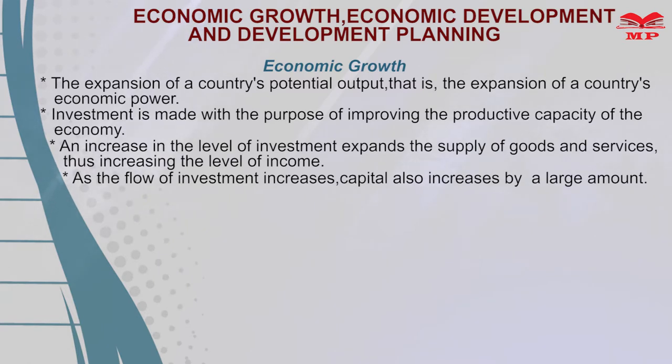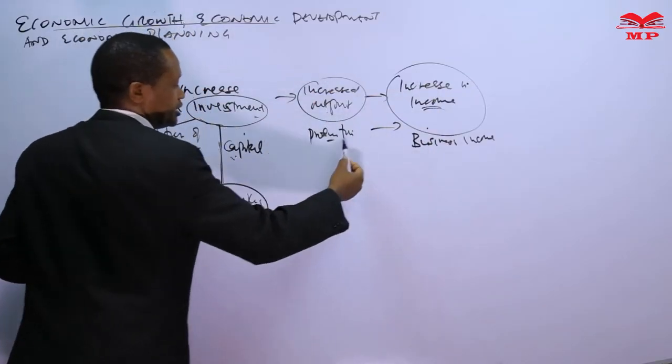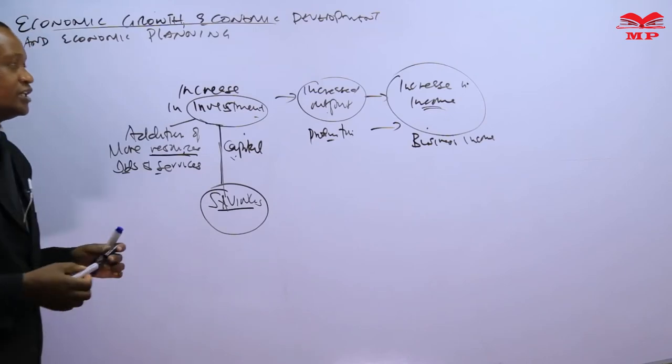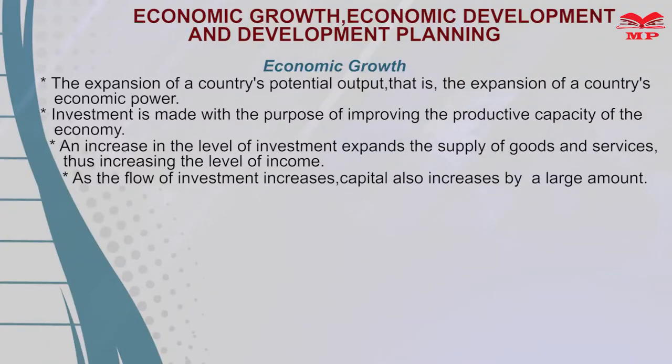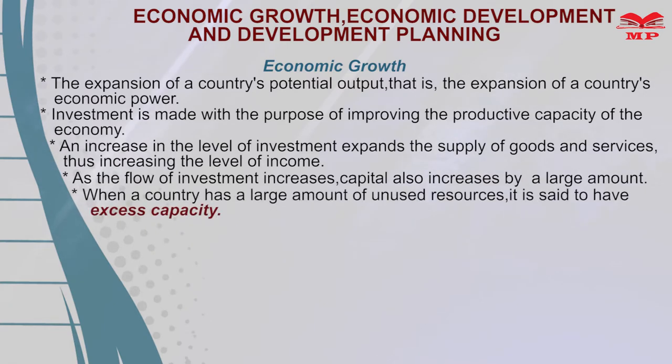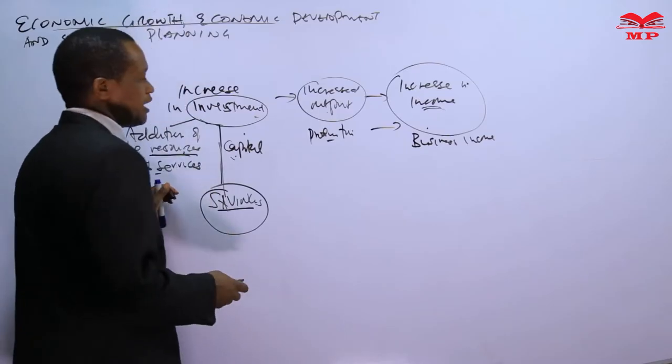That's why we are saying economic growth is the total output in an economy. The total output in an economy is what we are referring to as economic growth. Okay? It is the expansion of a country's potential output, an expansion of the country's economic power to produce. So when a country has a large amount of unused resources, it is said to have excess capacity.